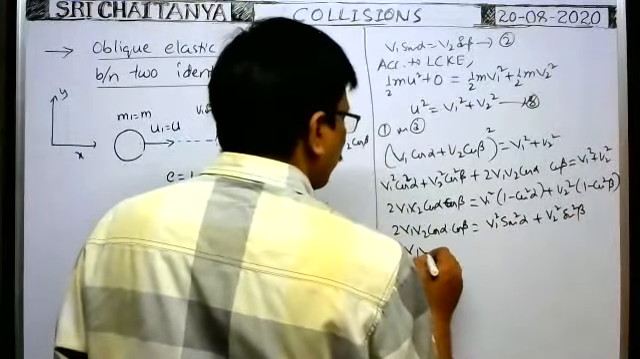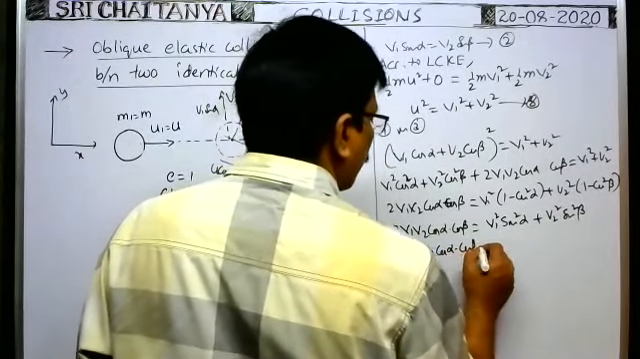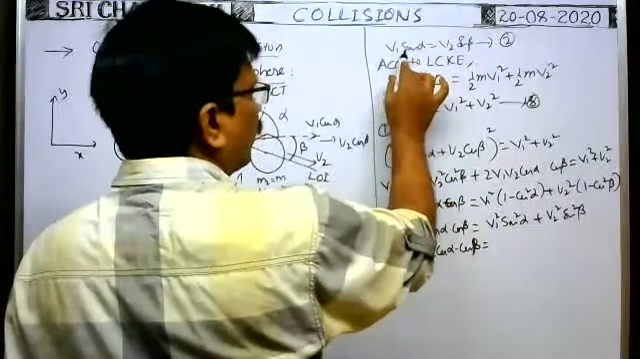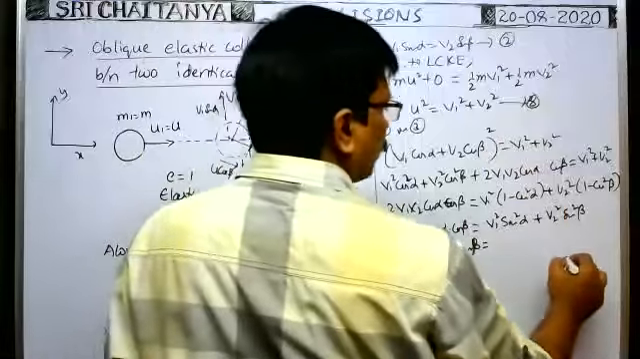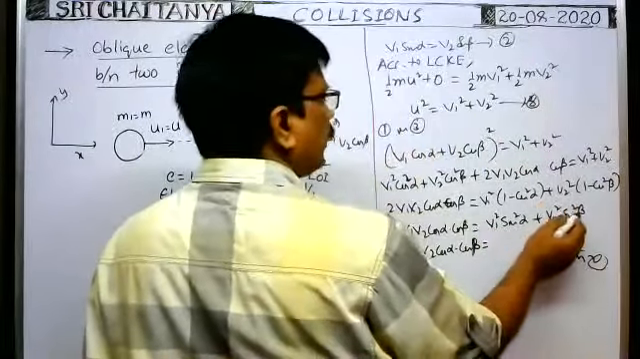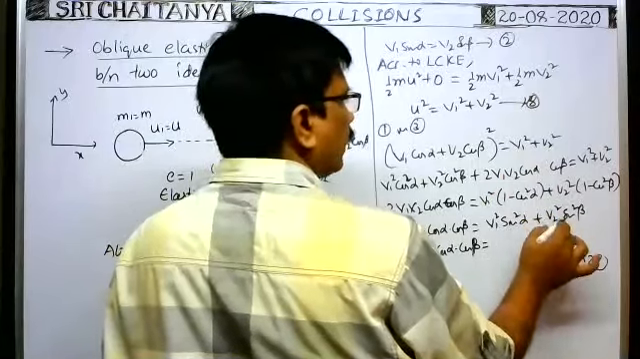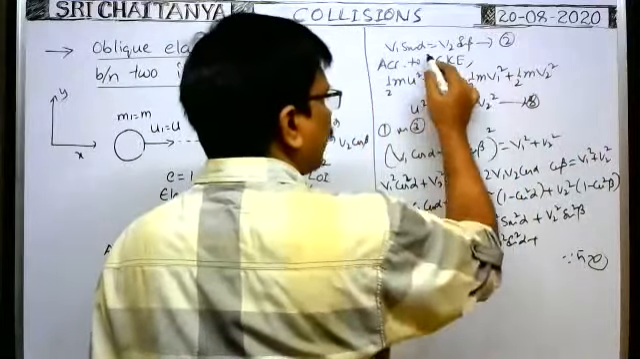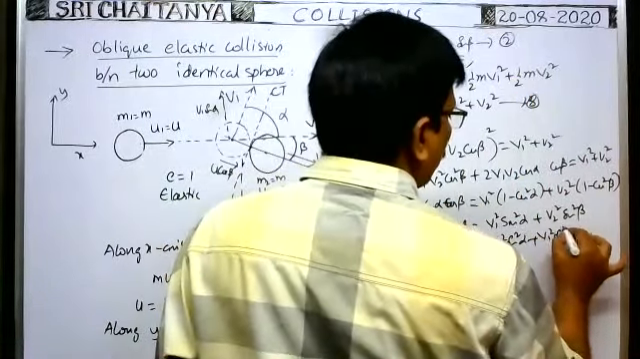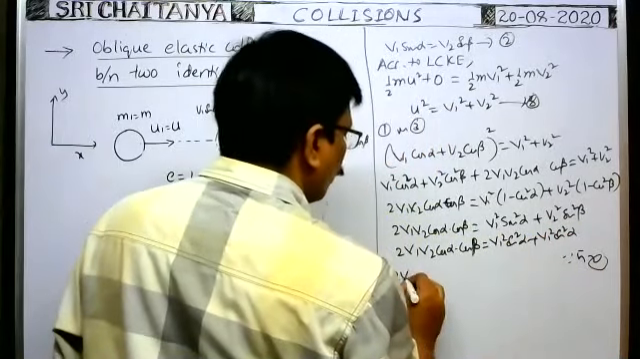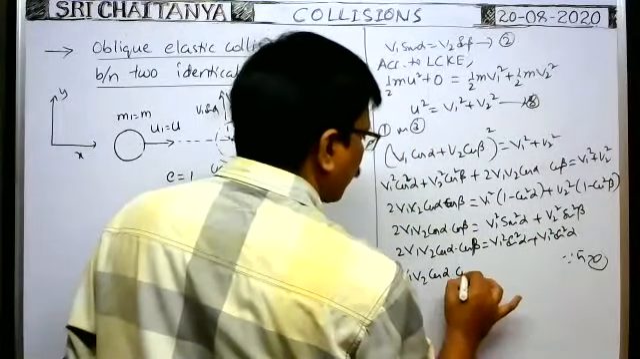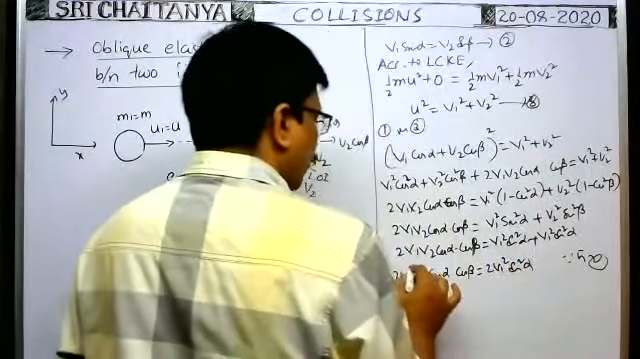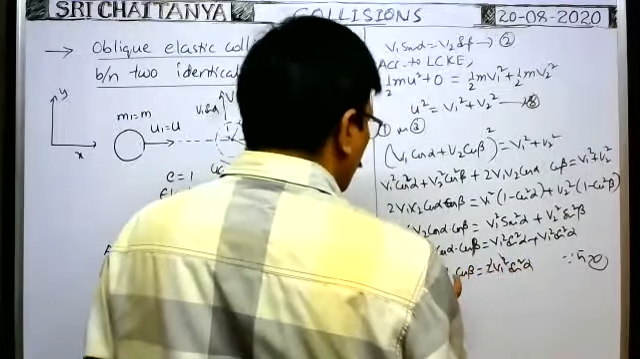Therefore 2 v1 v2 cos alpha cos beta is equal to, from this equation 2, v1 sin alpha is equal to v2 sin beta. Since from 2, in place of v2 sin beta we can write v1 sin alpha. Then v2 sin beta means v1 sin alpha, square is there, that's why v1 square sin square alpha we can write. Therefore 2 v1 v2 cos alpha cos beta is equal to 2 v1 square sin square alpha. Here v1 square cancels, 2 cancels.